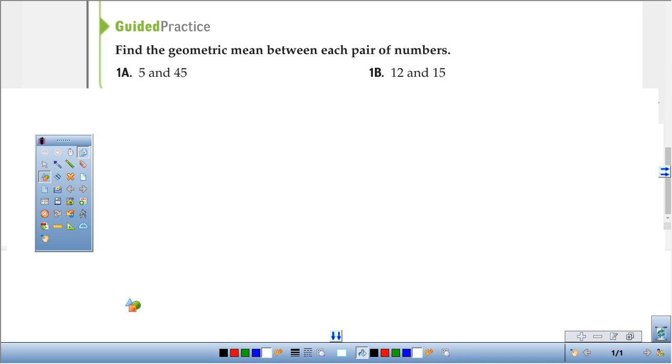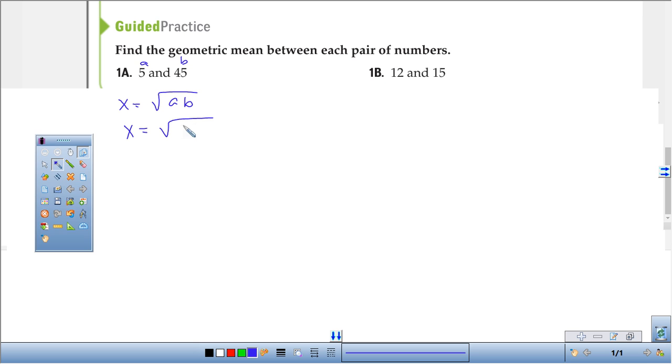Okay, so let's look at this one. Ready? To get the geometric mean of 5 and 45, x is equal to the square root of a times b. This is a and this is b, so x is equal to the square root of 5 times 45. Now we could multiply this out. 5 times 40 is 200, 5 times 5 is 25, so that would be 225. You can do that, but you're going to basically break it back down. I wouldn't do that. I would just start separating this one here. This is a 5, and then this one right here, I'd break it down into a 5 and a 9.